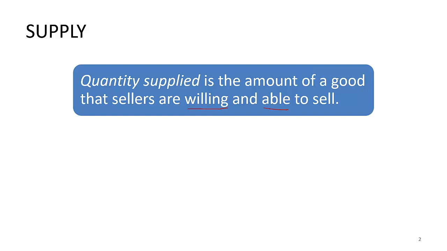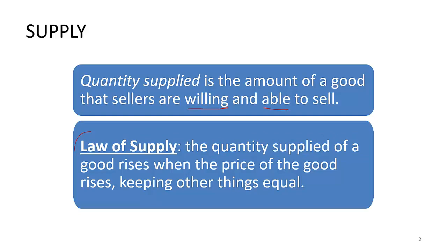Related to this concept of supply is the law of supply, which is extremely important in economics. What the law of supply says is that the quantity supplied of a good rises when the price of the good rises. So quantity supplied of the good rises as the price rises, keeping other things equal. Now, what does this keeping other things equal mean? The amount of supply or goods that owners are willing to sell depends not only on price but also on other factors like ability to produce something or technology or other things.